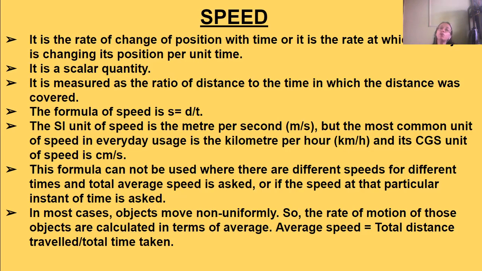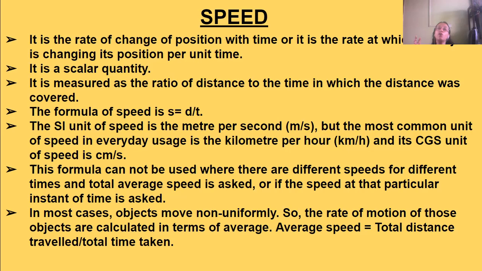Now, the SI unit of speed is meter per second, but the most common unit which we follow in daily use is kilometer per hour. It's long distance, so it's not measured in meter per second but in kilometer per hour. And in the CGS unit, it's centimeter per second.